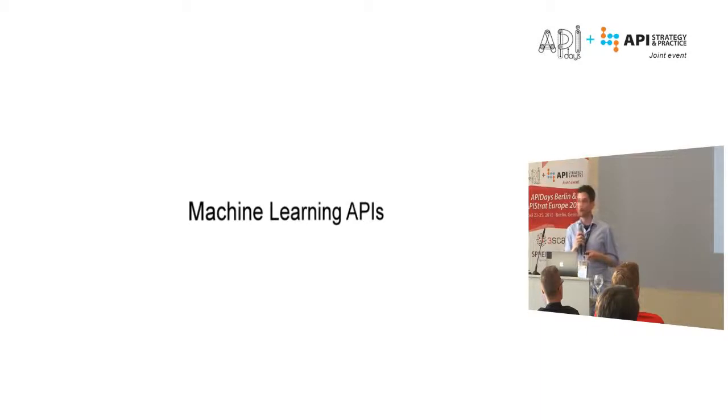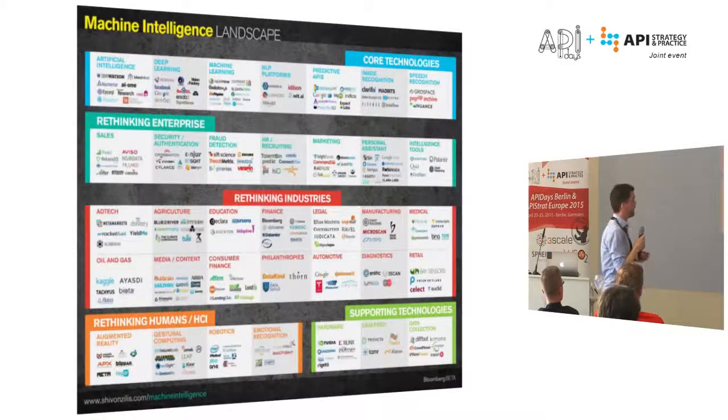Okay, going back to the real topic of machine learning APIs. Let's assume you want to use machine learning in your own applications or web applications. How do you do that? As we also saw in the first talk, there are a couple of technologies available. The whole machine intelligence landscape is really, really huge nowadays. You have all sorts of different startups and companies providing APIs that you could use.